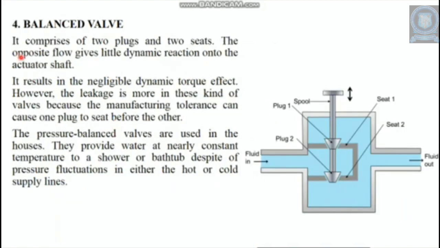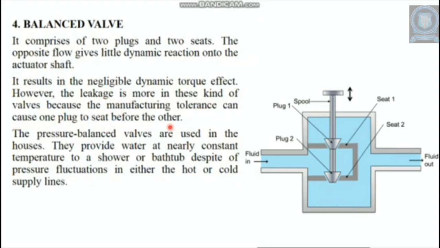Then the balanced valve. It comprises two plugs and two seats. The opposite flow gives little dynamic reaction onto the actuator shaft. It results in a negligible dynamic torque effect. However, the leakage is greater in this kind of valve because the manufacturing tolerance can cause one plug to seat before the other.